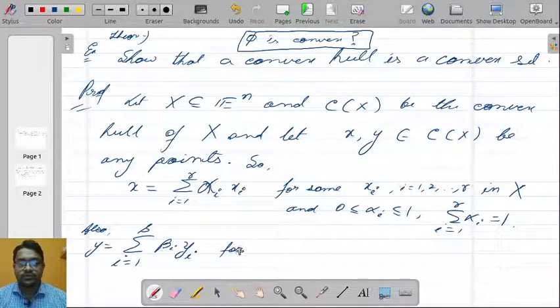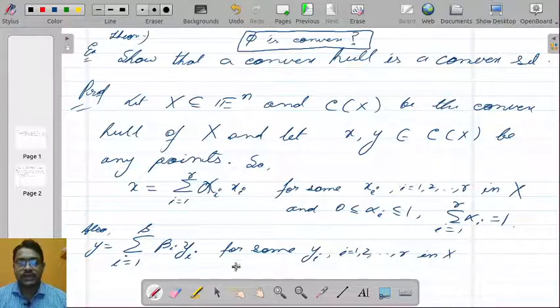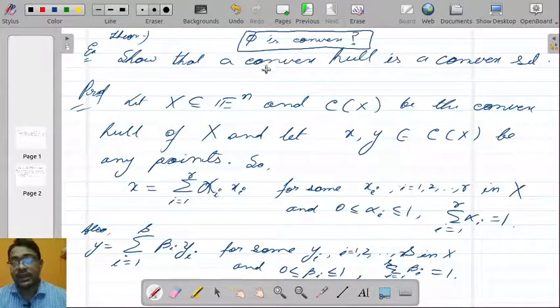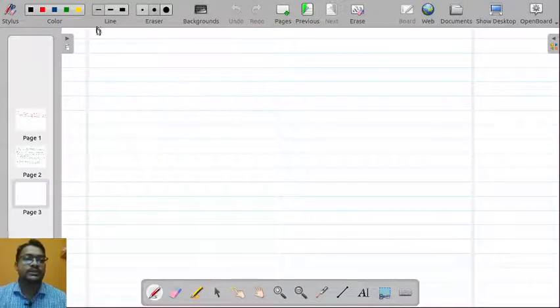So, for some yi, i goes from 1 up to s, in X, and 0 less than or equal to beta i less than or equal to 1. Summation i goes from 1 to s, oh sorry, this is s, of beta i, this is also equal to 1. So, these conditions are satisfied. Now, I have to show that lambda x plus 1 minus lambda y is an element inside Cx.